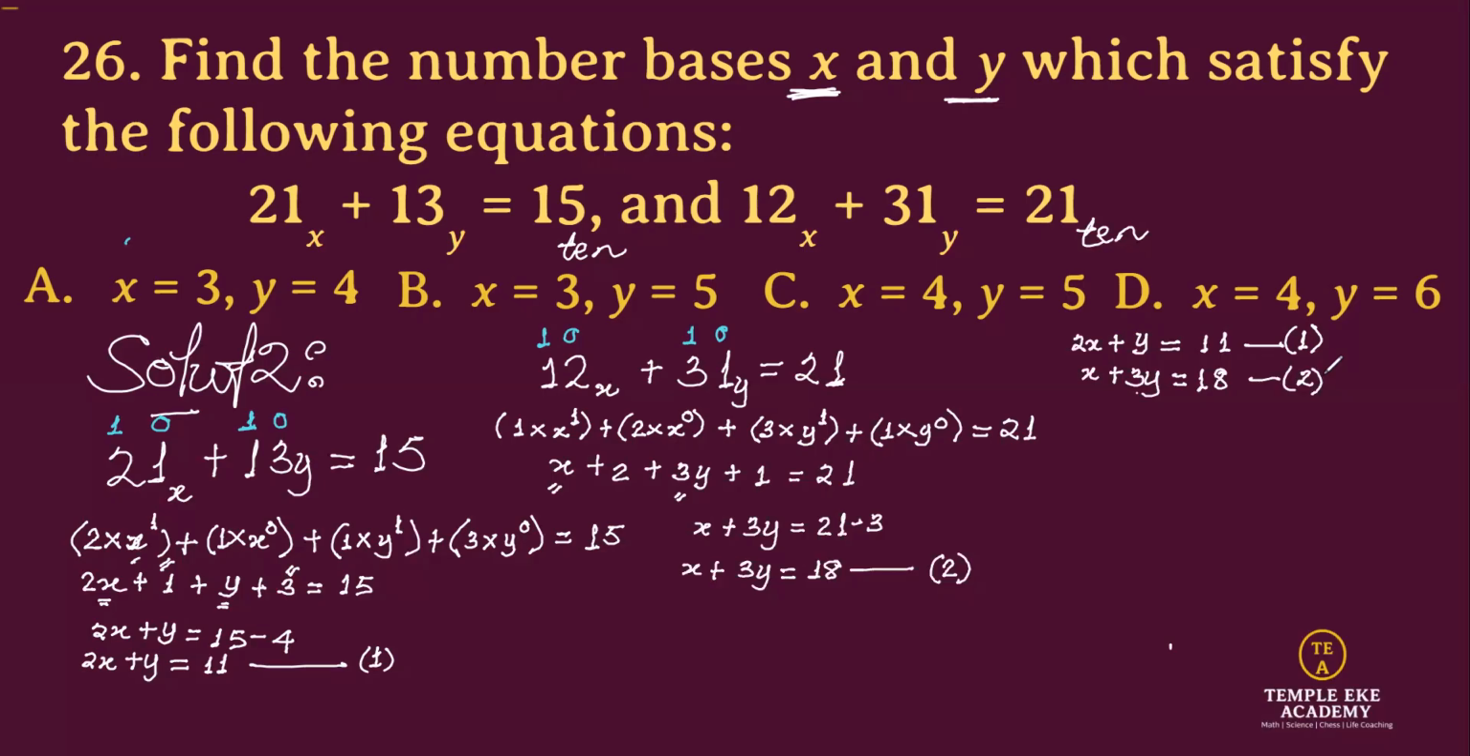Now, we want to make the coefficients of y the same so that we can eliminate y. Equation 1 has coefficient 1 by the side of y and 3 right here. So if we simply multiply equation 1 by 3, we can generate equal coefficients in y. So 3 multiplied by 2x gives us 6x. 3 multiplied by y gives us 3y as desired. And this is going to give us 3 multiplied by 11 gives us 33. And we can tag this equation, equation 3.